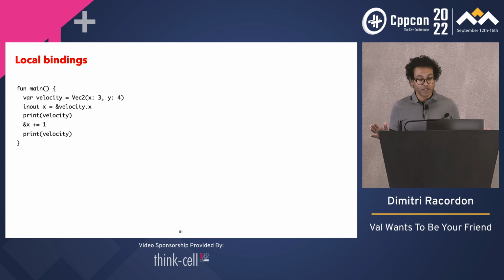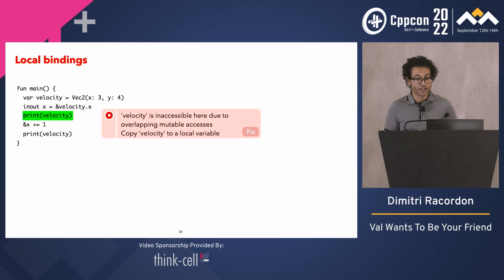Of course, the same reasoning applies for local in-out bindings. Here, we're creating a temporary mutable access to velocity's first component. And because that access requires uniqueness, attempting to read the component's value via another access is caught as an error. We can apply the same kind of reasoning that we learned with the parameter passing conventions.